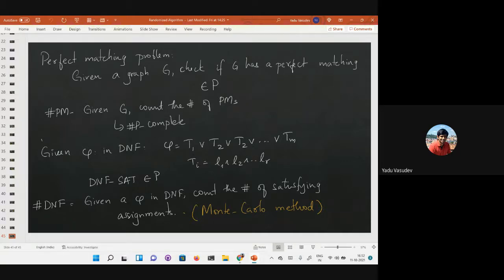In particular, today we will look at this problem called sharp DNF: counting the number of satisfying assignments of a DNF formula. A DNF formula is a disjunction of terms where each term is a conjunction of literals. And satisfiability of a DNF formula is known to be very easy.